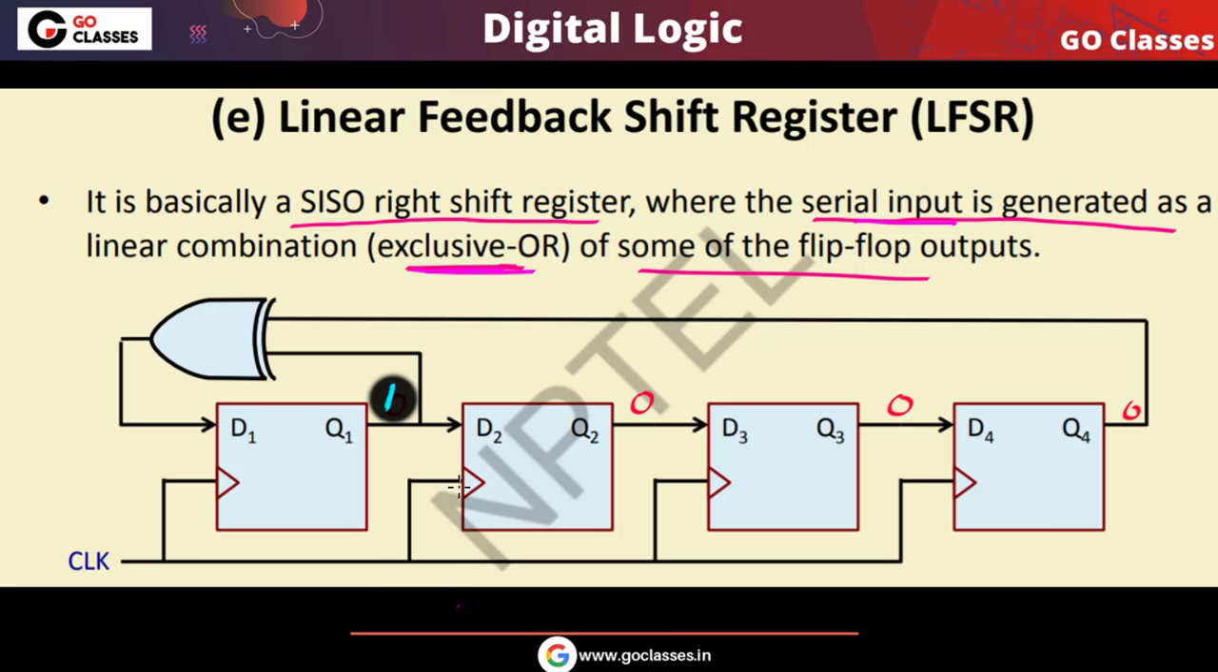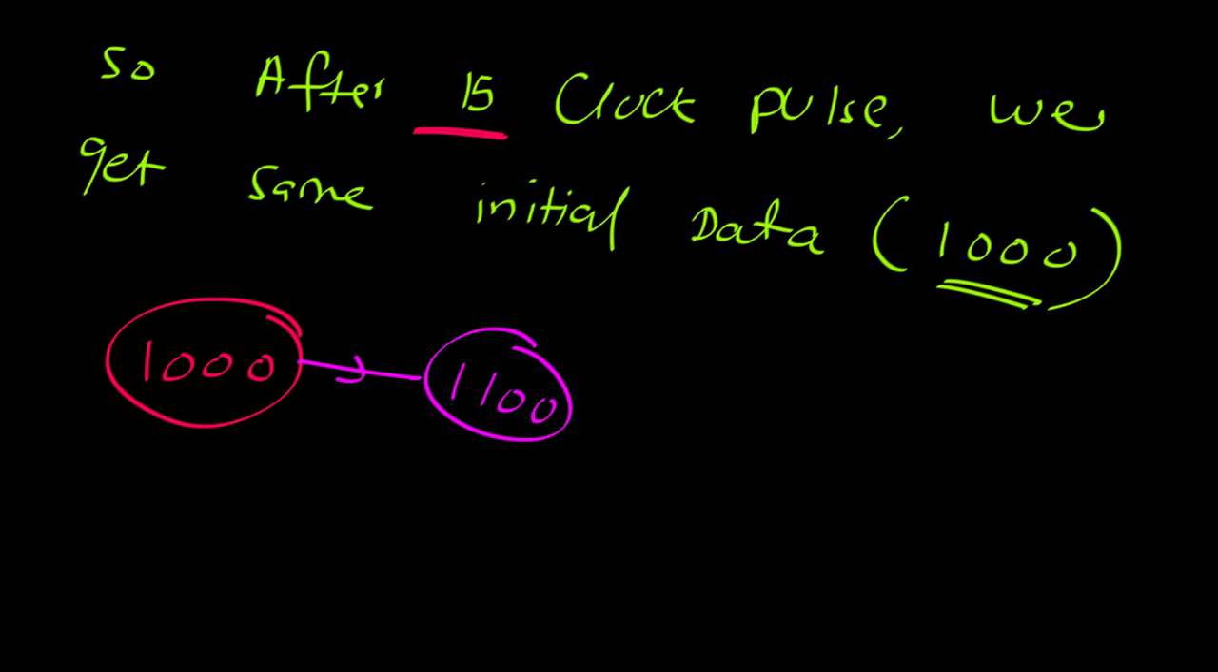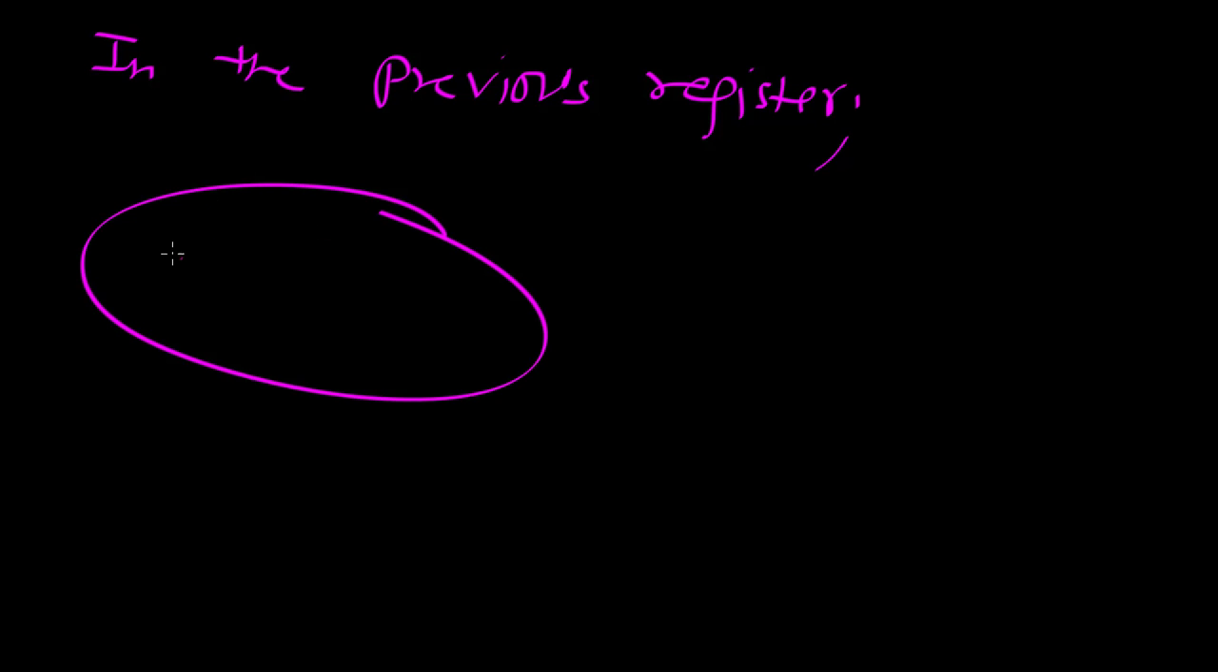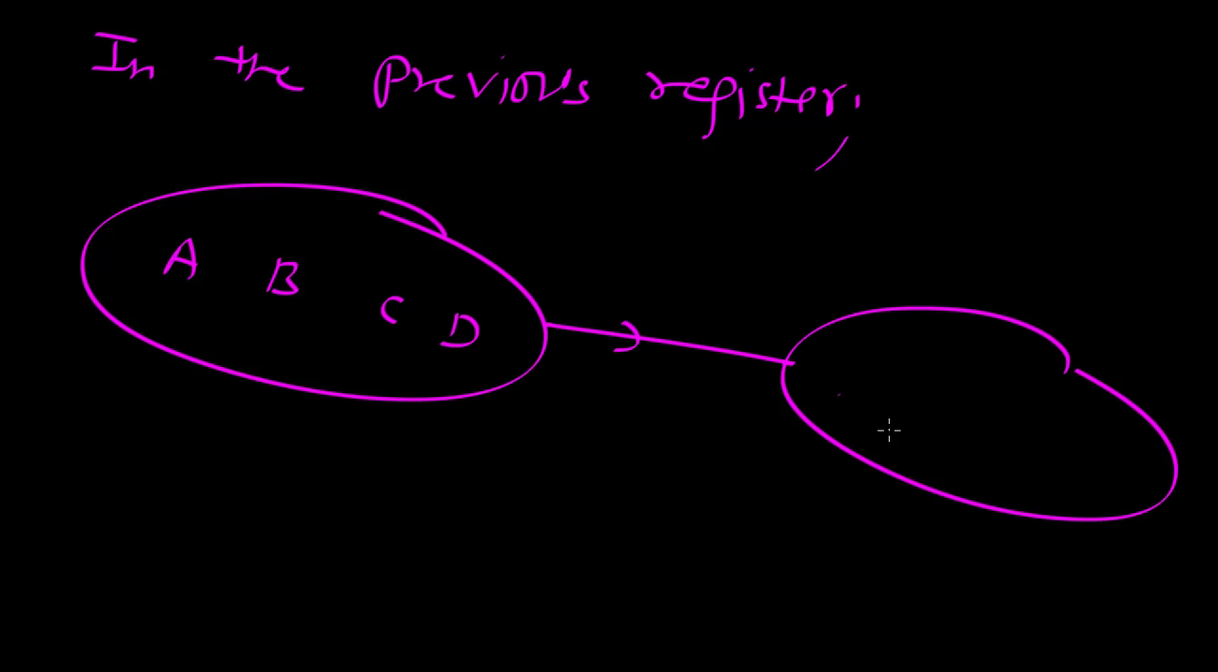We are only talking about this register. Let me tell you what is happening in this register. If you are in this state A B C D, then from here you will go to A exclusive OR D, and then A B C. So if you are in this state, then you will go to this state, correct.